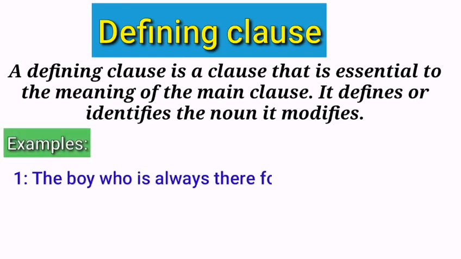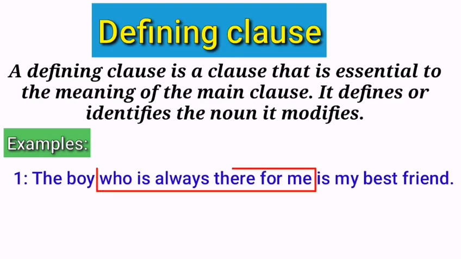The boy who is always there for me is my best friend. Look at this example. The group of words, who is always there for me, is a defining clause. But the question is how? Just recall the points which I have mentioned. The first point was that a defining clause would modify a noun or pronoun. So, in this case, this group of words modifies the noun phrase, the boy. Basically, this group of words tells us about the boy that is going to be my best friend.